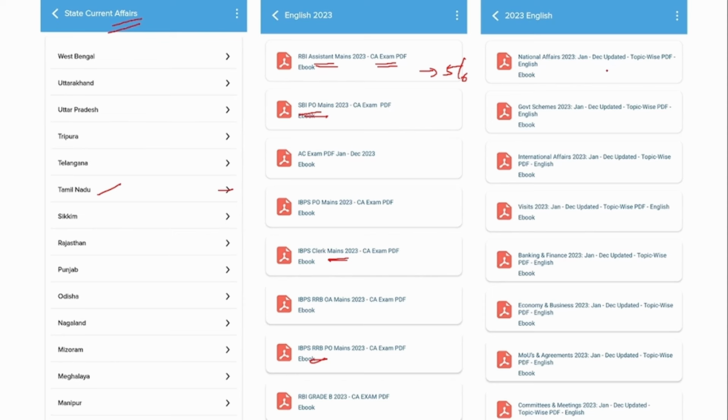And also we provide separate content-wise, topic-wise current affairs like national affairs, government schemes, international affairs, banking and finance, economy and businesses, MOUs and committees and meetings. All these different types of news are segregated in these particular categories.